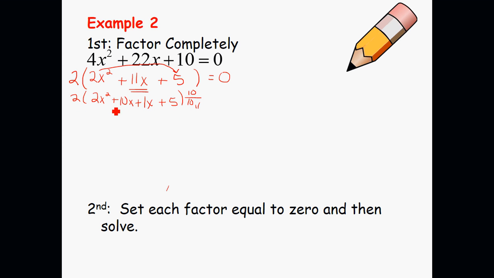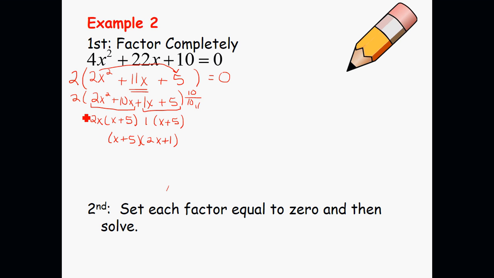Now I'm going to group this middle stuff. So I'm going to factor by grouping here. What can I pull out of these two pieces of my terms here, these two pieces of my equation? I can take out a 2x, leaving me with x plus 5. What can I divide out of these two? I can divide out a 1, leaving me with x plus 5. So my two factors here are x plus 5 and 2x plus 1.